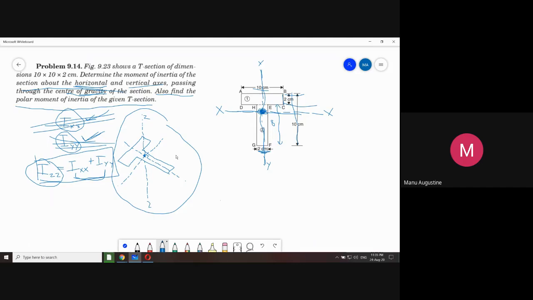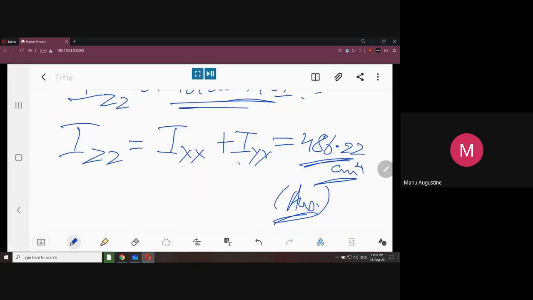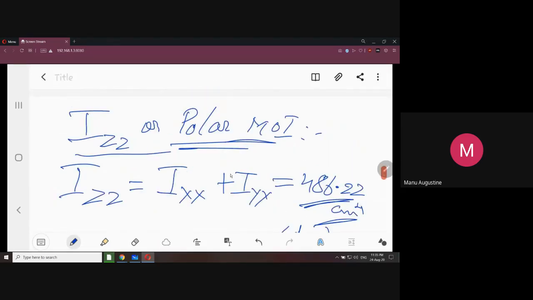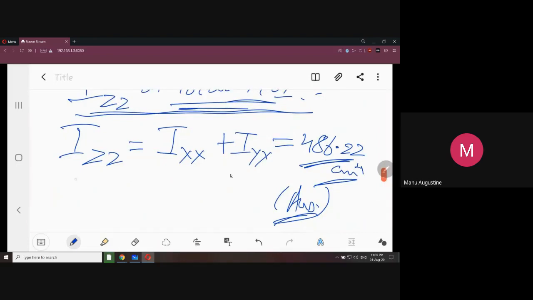Now, if you have understood this, then you should be able to solve similar problems. So, this was what I was speaking. Izz is the polar moment of inertia, and Izz is simply the sum of Ixx and Iyy. These you have individually calculated. You add them up, you get 486.22.